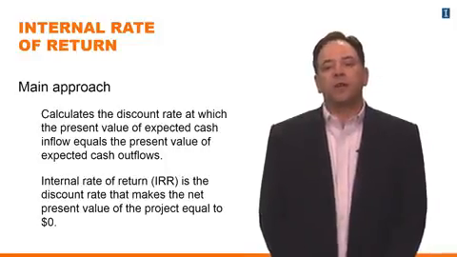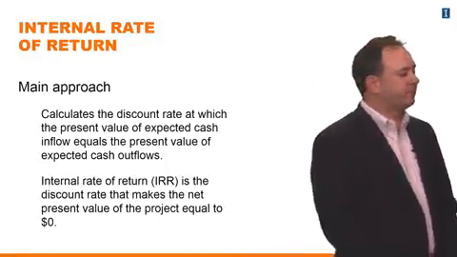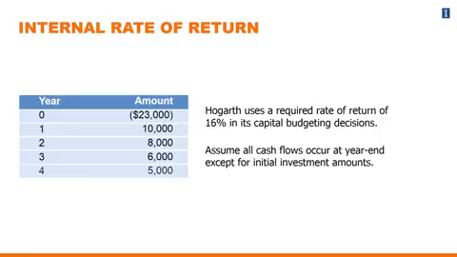So let's turn to our example again. It's the same type of investment for Hogarth. And again, we're talking about Hogarth using a required rate of return of 16% in its capital budgeting decisions. We also have some assumptions about the timing of cash flows occurring at year end, except for the initial investment amount.